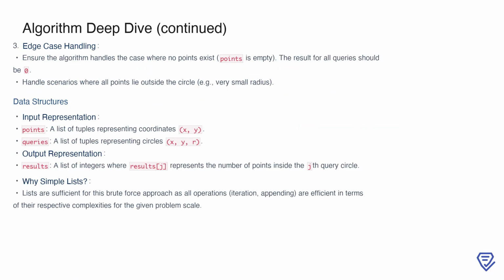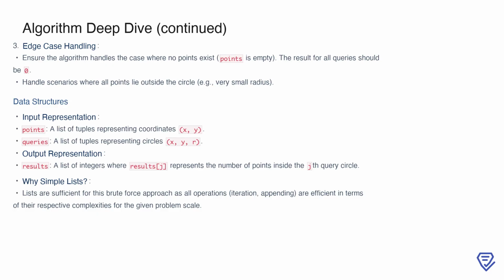Handling edge cases is crucial for ensuring the robustness of our algorithm. One scenario to consider is when the points list is empty. In this case, the result for all queries should be 0 since there are no points to check. Another situation arises when all points lie outside the circle, such as when the radius is very small. Our algorithm should correctly output 0 for such queries as well.